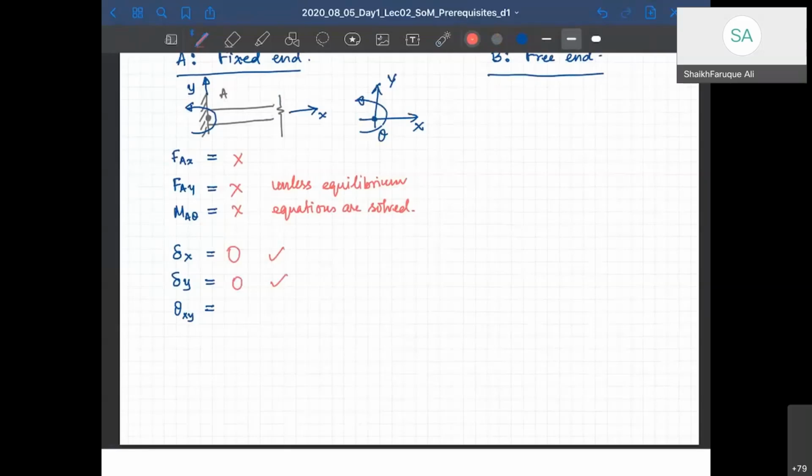If you fix something very tightly, can it rotate? It cannot rotate. Take a scale, take a ruler, and fix it with one hand tightly and try to rotate. It will not rotate at that point. It will rotate at every other point. So that is also going to be 0. This is also known before solving the equation. Okay, very nice. Now we know everything about point A.